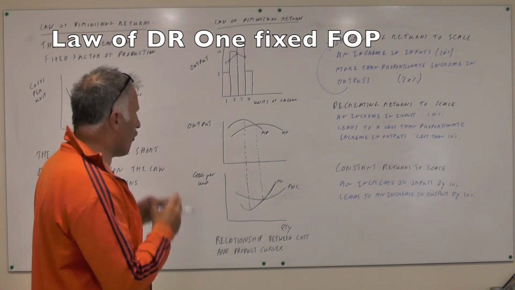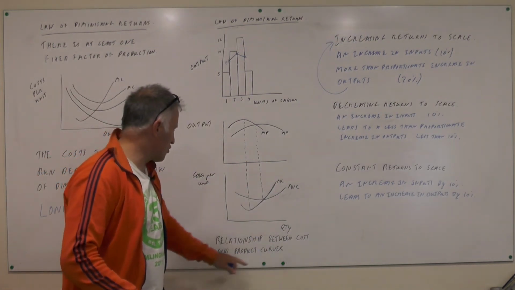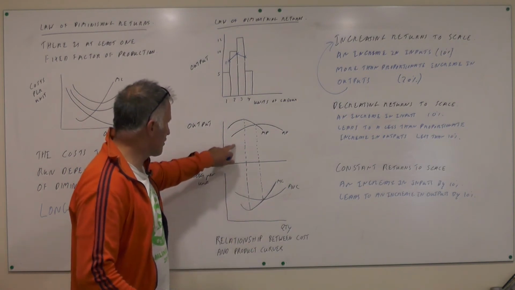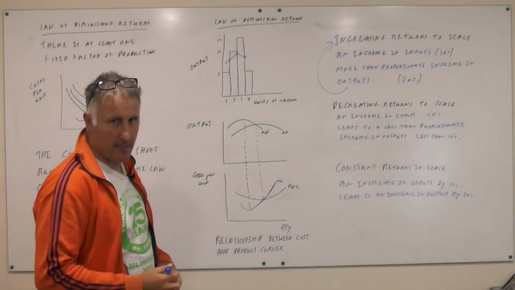So this is the law of diminishing returns in relation to the relationship between cost and product curves. These are the product curves which show the law of diminishing returns taking place.